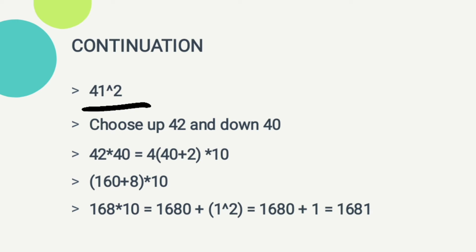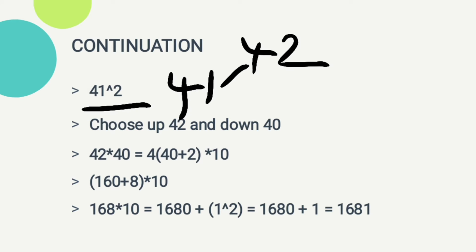Let us take a look at the diagram. 41 is the number to be squared. And from that point, draw a slanting line upwards. It is known as choosing up. Next, draw another. In this example, it is 42. And next, draw another slanting line downwards. It is known as choosing down. And it is here 40.